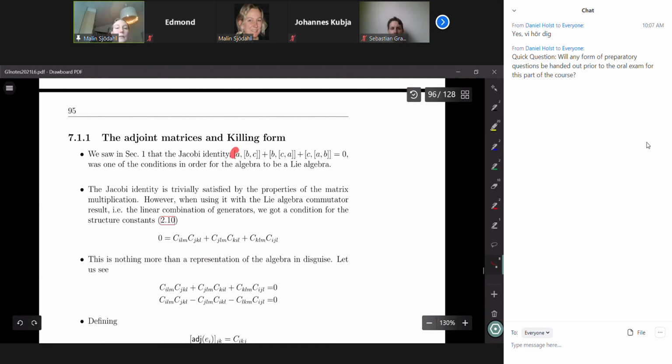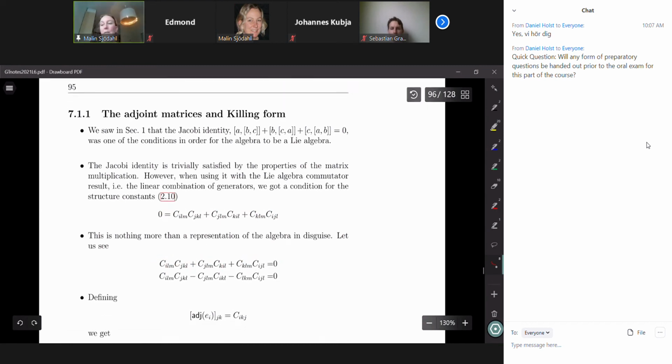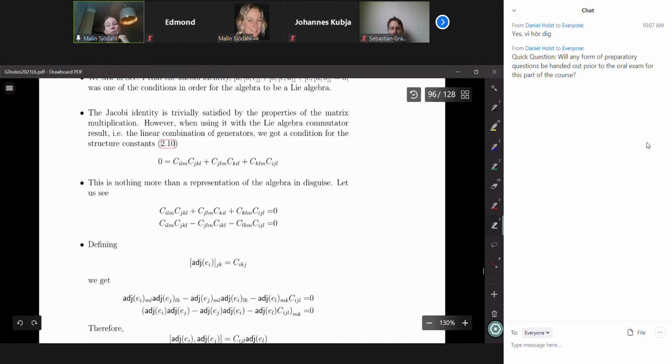So we have seen that from the Jacobi identity, we could obtain this relation here for the structure constants. Maybe I should say that I'm now using, for a while again, the mathematician's convention. So it's E_i generators, not E_i times i generators. But this here is actually nothing more than a representation of the algebra in disguise. So let's see what we can get from this relation here. So this is just the relation copy pasted, and now we will move indices around a bit.